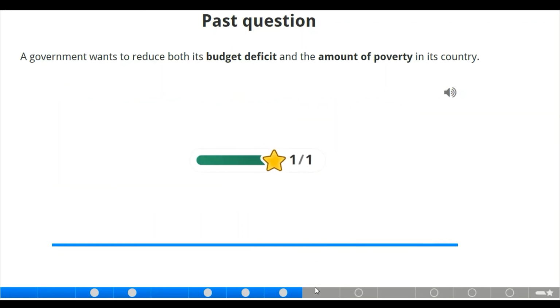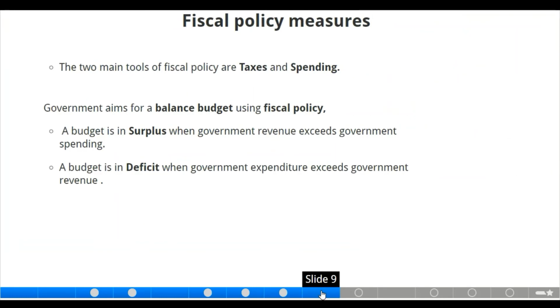Now, good, that is that. We move to the next slide. Moving to the next slide, we now have what we know as fiscal policy measure. Of course, I've mentioned this earlier. The two main tools of fiscal policy are what? Taxes and spending.